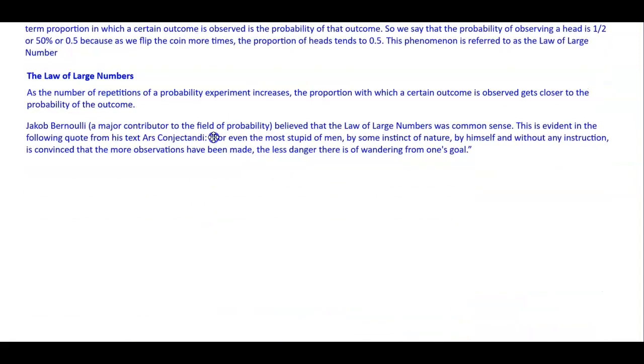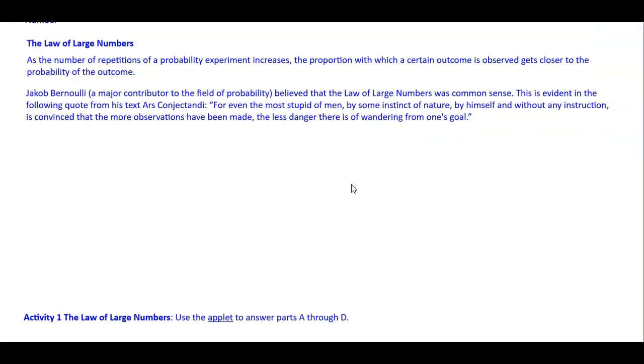Now, Jacob Bernoulli, a major contributor to the field of probability, believed that the law of large numbers was common sense. This is evident in the following quote from his text, Ars Conjectandi. For even the most stupid of men, by some instinct of nature, by himself and without any instruction, is convinced that the more observations have been made, the less danger there is of wandering from one's goal.